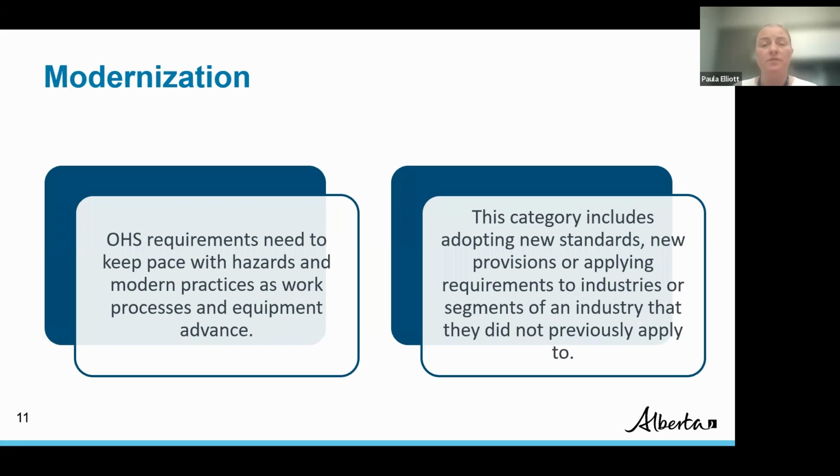In 2014 and 15, changes to the code were consulted on, but they weren't enacted. Technology and work practices have evolved significantly over the past 2 decades, and OHS requirements need to keep pace with modern practices as work processes and equipment advance. One example of a change made to modernize legislation was introducing requirements regarding autonomous equipment that is used on some work sites. So that includes things such as self-driving vehicles.